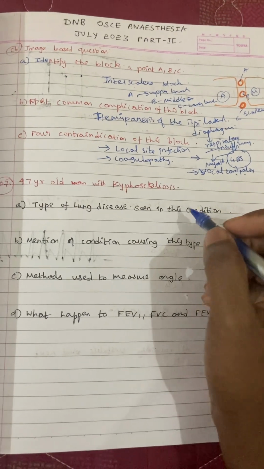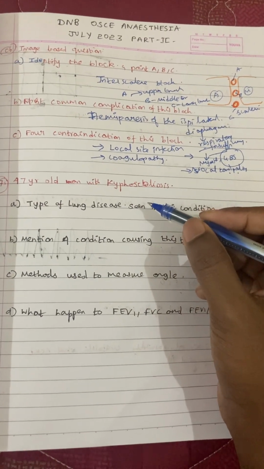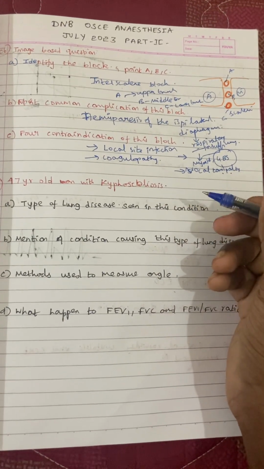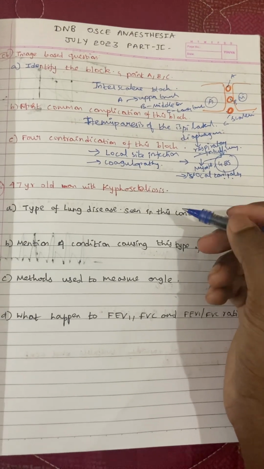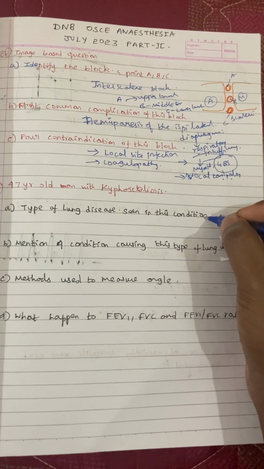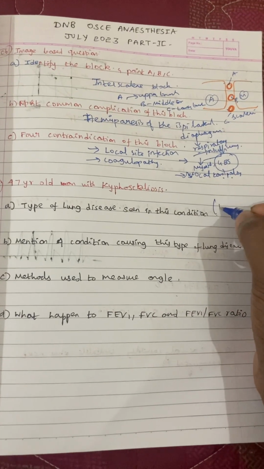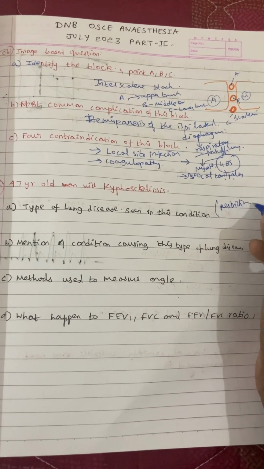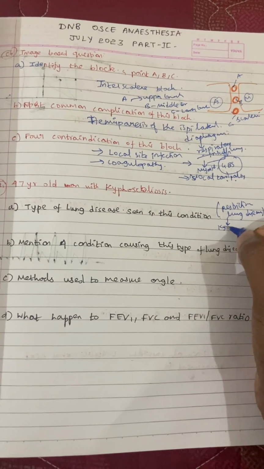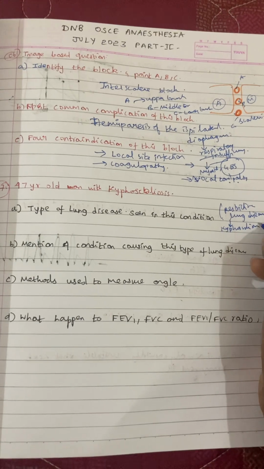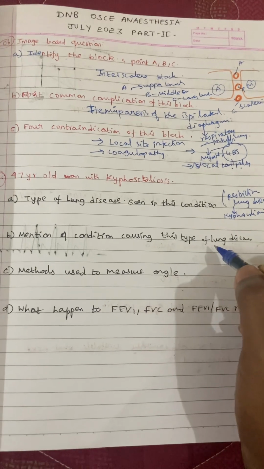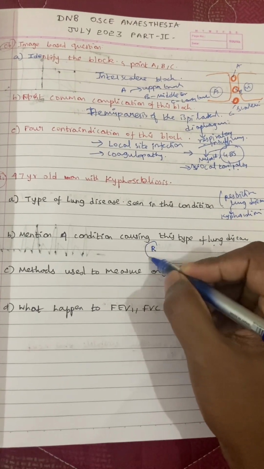Coming to the 7th question, the history given is a 47-year-old man with kyphoscoliosis who came with breathlessness and was admitted, and they have shown an image of the spirometry. Identify the type of lung disease in the spirometry. They have shown a restrictive pattern of spirometry, a restrictive lung disease pattern due to kyphoscoliosis. Next, they ask to mention 4 conditions causing this type of lung disease, so they are asking about restrictive causes.